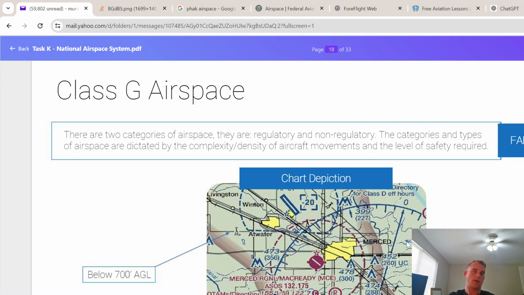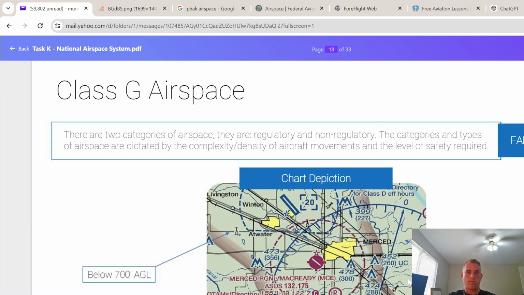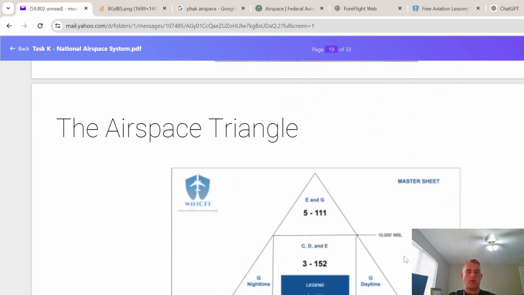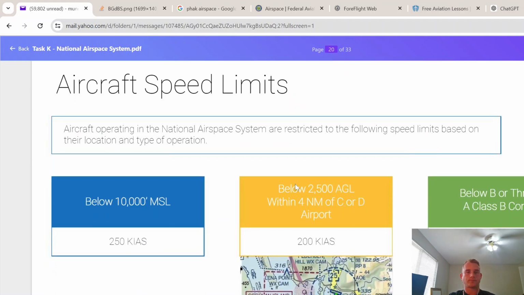Just say 1,200, honestly, just say 1,200. Your DPE is not going to care. If you are outside the veil, Golf is from the surface to 1,200, and then go up to Echo above that, up to Alpha. Okay? Take the time to learn this. Take the time to study this because your DPE is going to try to get you. There's the airspace triangle right here. I don't use this one, but now you know where to get it.